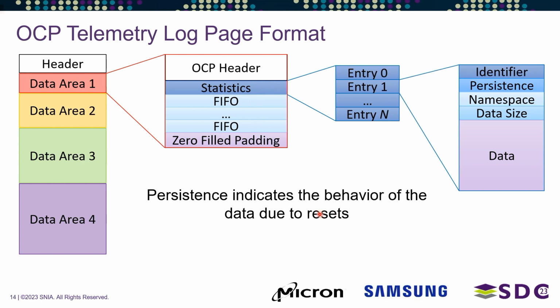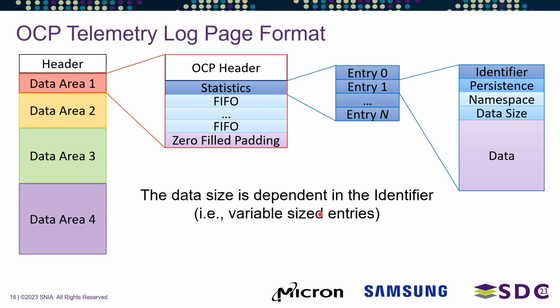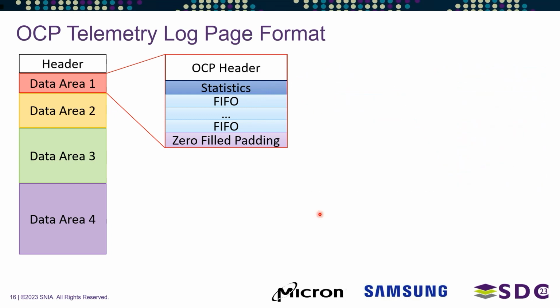There is a persistence which says for this data item, does it get reset at every controller level reset? Is it persistent for the life of the drive, life of a namespace, or whatever? You're going to identify how it's manipulated for the different times of resets. And the variable may be part of a namespace. And if it is part of a namespace, which namespace did it come from? And then you'll get into the data size. The data size is variable size, so you'll have to indicate the size. And these will be packed in. We're not going to have a lot of padding because we have fixed size of what we want to do.